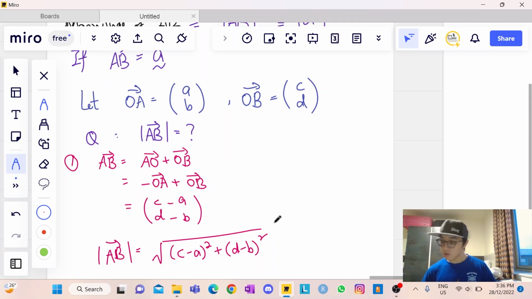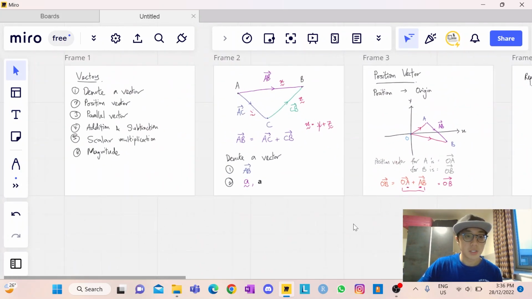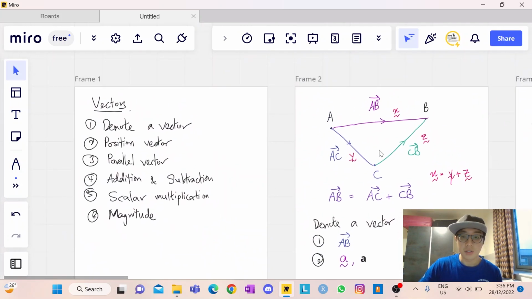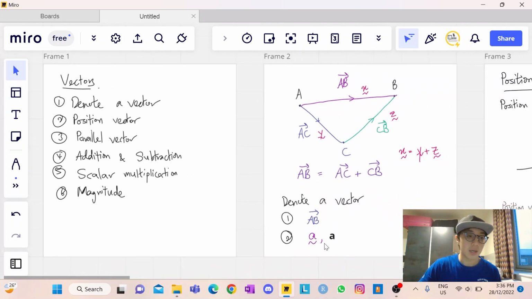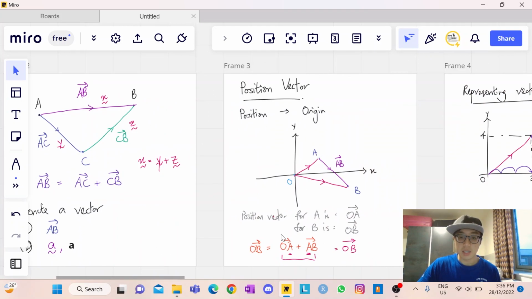So this is how you look for a magnitude, and we are basically half done in this vectors chapter. It's not too hard. Just to recap before I end this long video today. The first thing, we denoted a vector. How do you write down a vector? There are two ways, and this is usually how the exam will write it. And I defined the position vector, which is basically from the origin, so OA, OB.